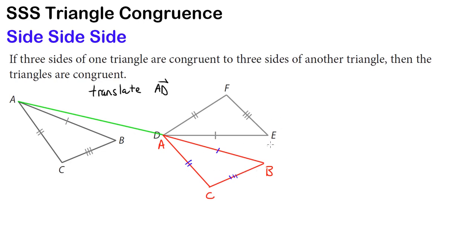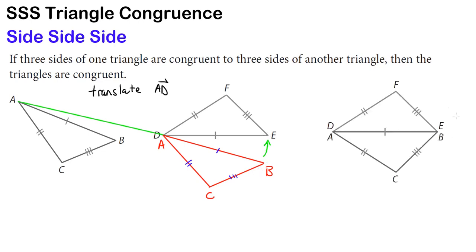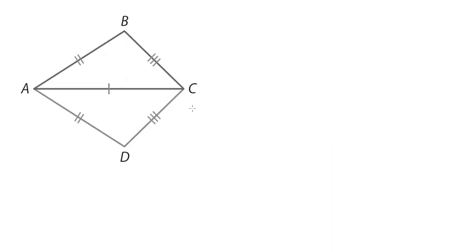Then all I will need to do is rotate this triangle about point D so that point B maps onto point E. The completed image will look like this. At this point, it looks like a reflection across AC would map one triangle onto the other. But in order to prove that that's true, we'd have to show that the distance from B to AC is the same as the distance from D to AC.